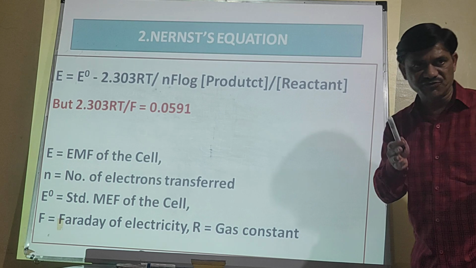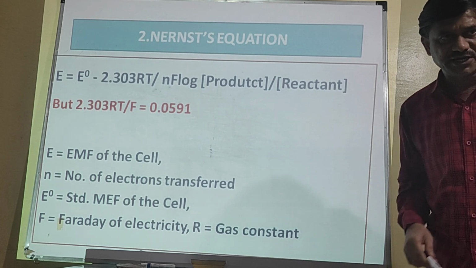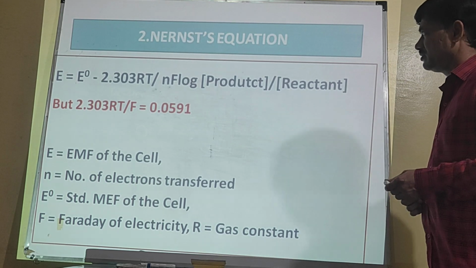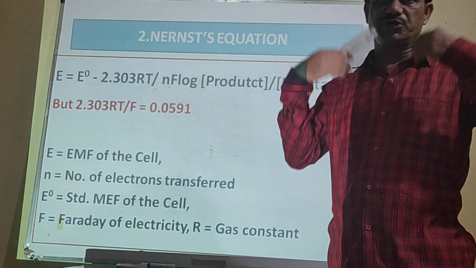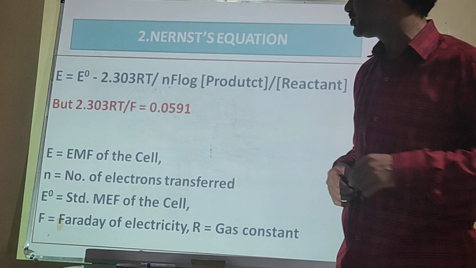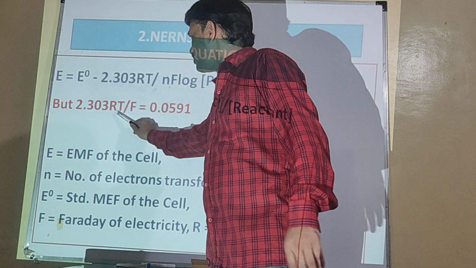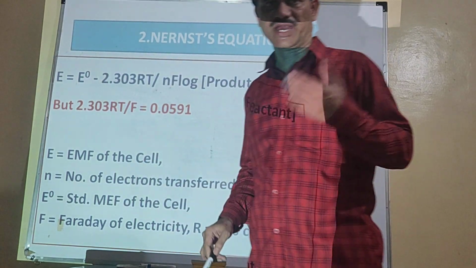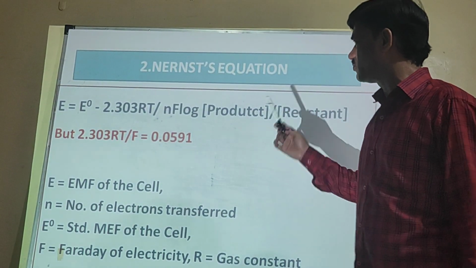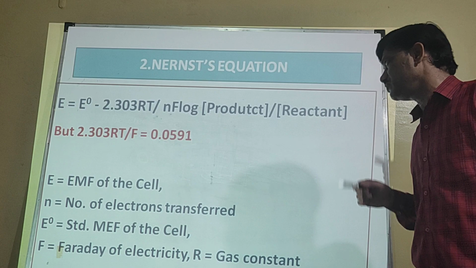E indicates the EMF of the cell. What does E0 indicate? Standard EMF of the cell. What does small n indicate? Number of electrons transferred. In oxidation there is loss, in reduction there is gain. What about this one? R, gas constant, T absolute temperature. What is F? Faraday. And remember, 1 Faraday equal to 96,500 coulombs.